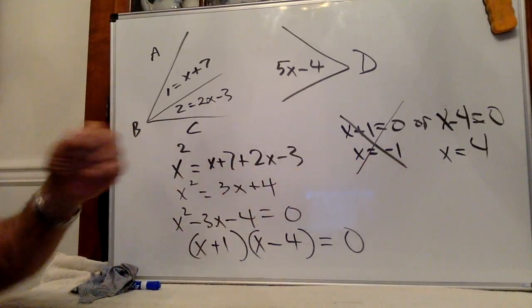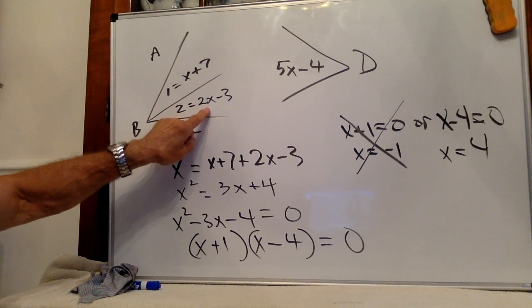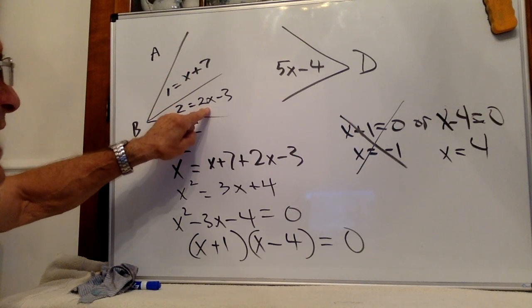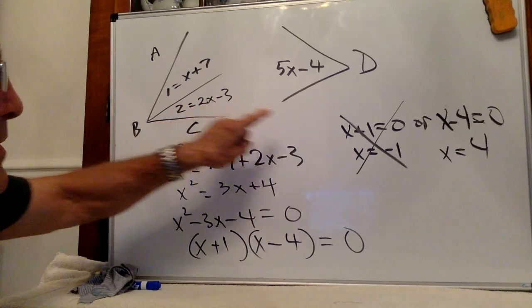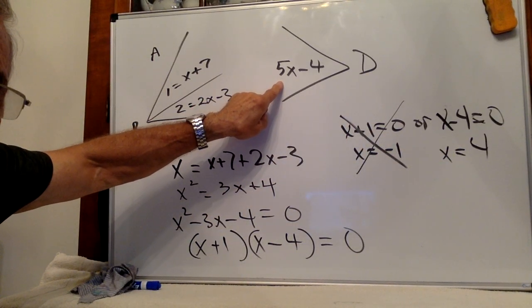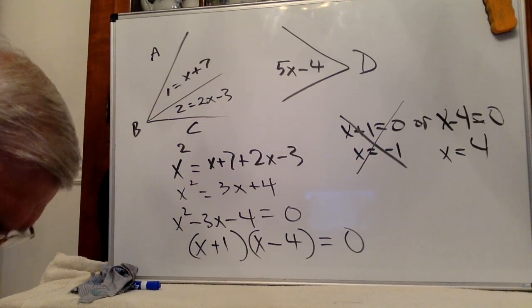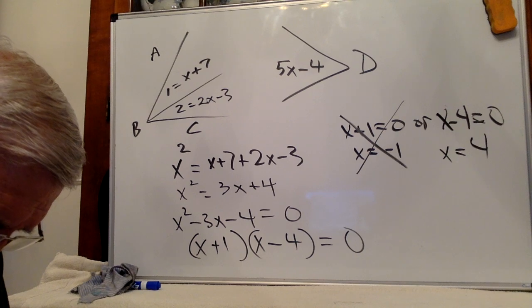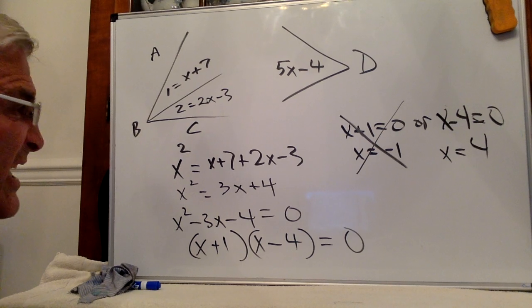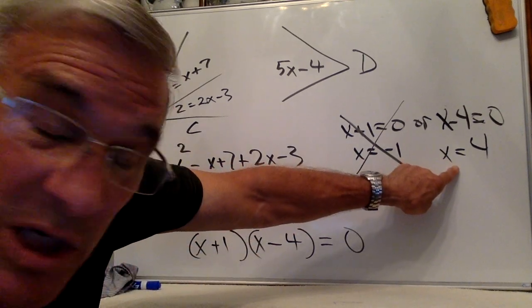Try the 4. 4 plus 7 is 11. 8 minus 3 is 5. 11 plus 5 is 16. 4 times 5 is 20. 20 minus 4 is 16. And again, that makes them equal, which is what it said in problem 15. It said, show that angle ABC is congruent to angle D. They have the same measure when x is 4.